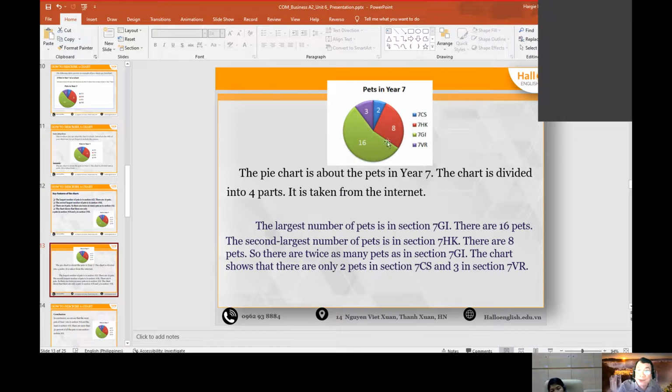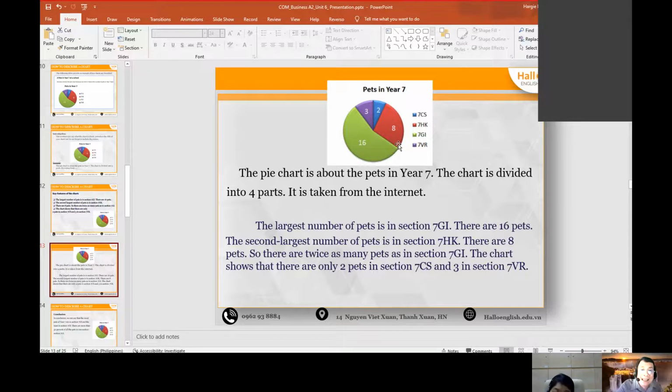Because we don't know where this came from, right? Then after that, in your body, you are going to interpret the chart. So you are going to say the largest number of pets in section 7G would be in section 7GI, because section 7GI has the largest number of pets. So what's the result? You are going to say there are 16 pets.